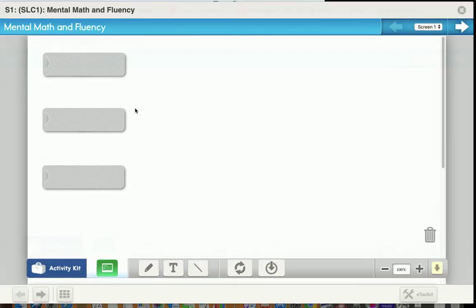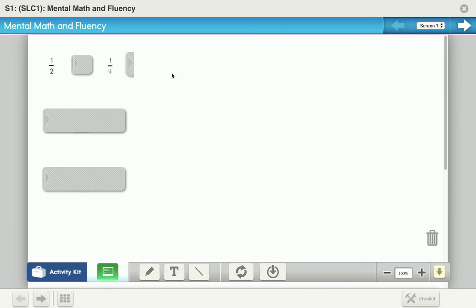Okay, here is lesson 7-3. Our mental math today is comparing fractions. So we are comparing 1/2 and 1/4. If you look at these two fractions, you notice something about them. They both have the same numerator. They have 1 as a numerator.